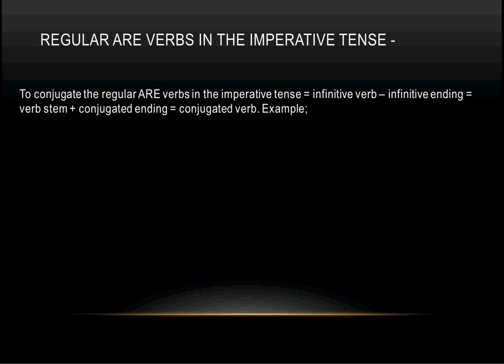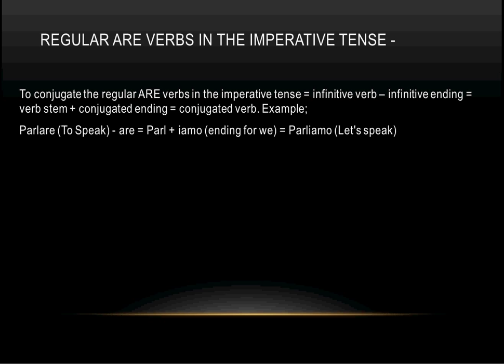Okay, to conjugate a regular a or e verb in the imperative tense, take the infinitive minus the infinitive ending equals the verb stem plus the conjugated ending equals the conjugated verb. So example, parlare, or the regular infinitive verb, minus are, the infinitive ending, equals par, the infinitive stem, or the verb stem, plus iamo, the conjugated ending, for we, equals parliamo, the conjugated verb. Let's speak.